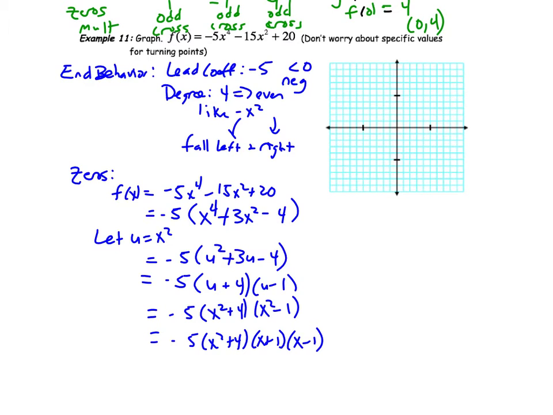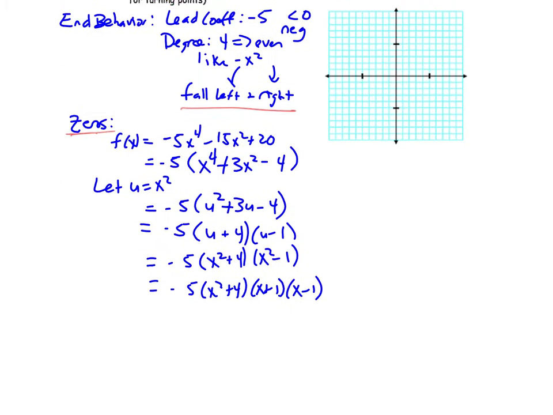This is the end of example 11 from notes 3.2. And in class, we determined the end behavior. So this graph is going to fall left and fall right. And we were in the process of finding the zeros. We had to do a U substitution in order to factor.